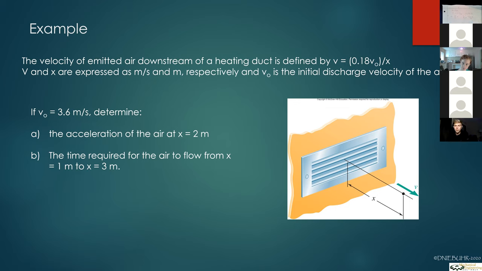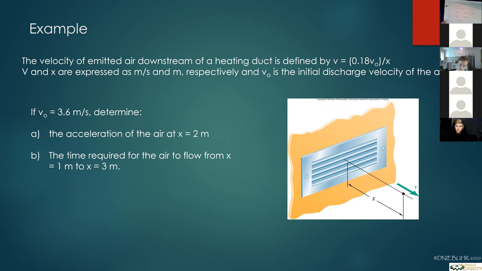All right. So we know then that if we take a equals acceleration, then it is going to equal 0.18 v naught over x times negative 0.18 v naught over x squared. Or we can rewrite this as a equals negative 0.324 v naught squared over x cubed.